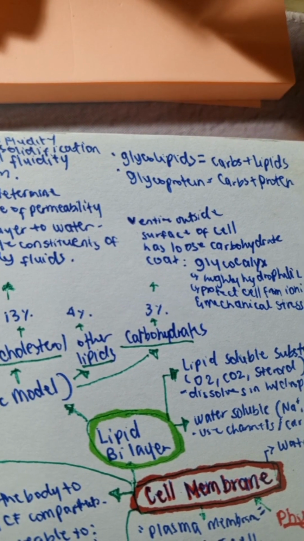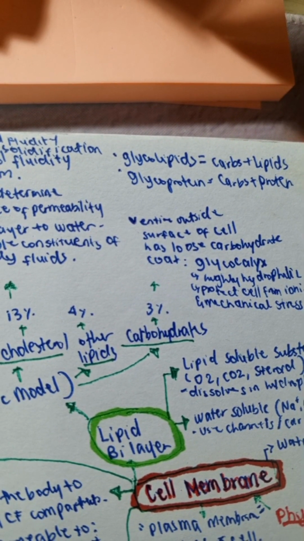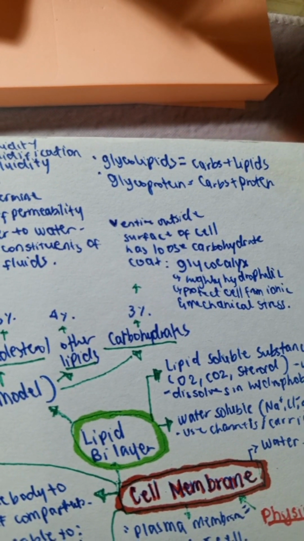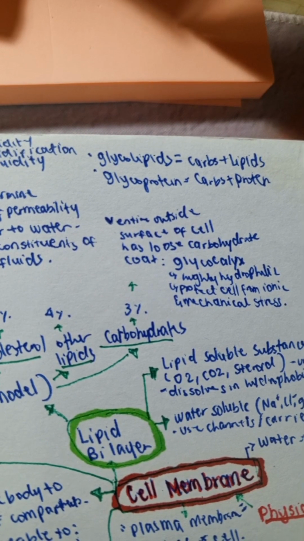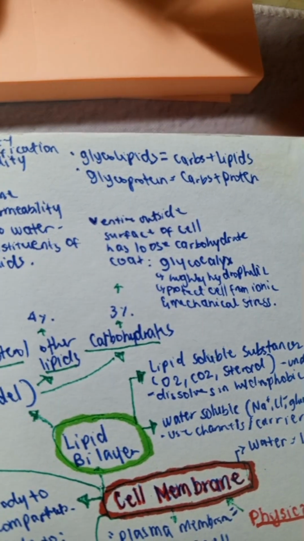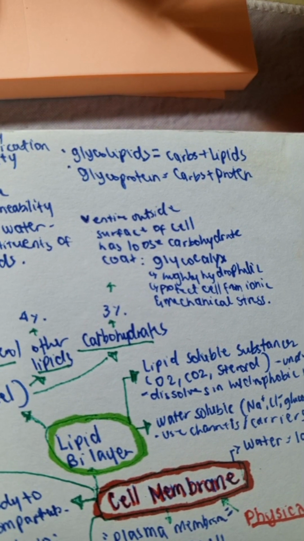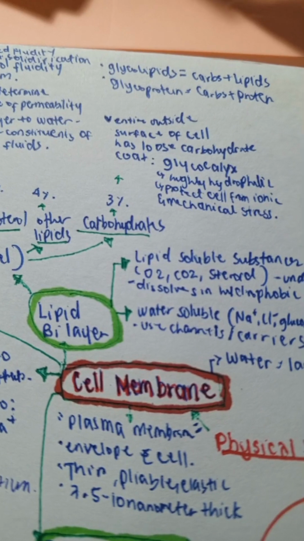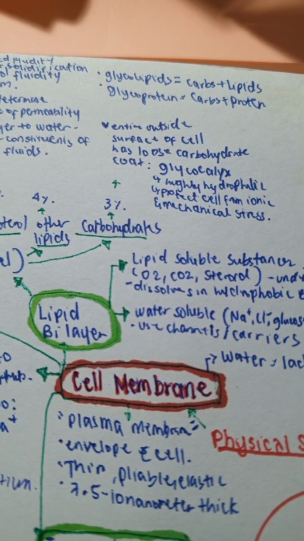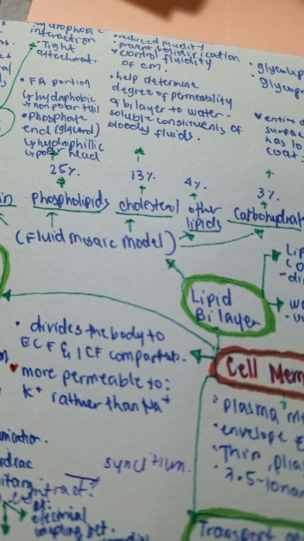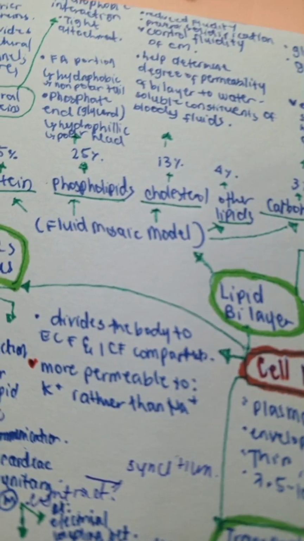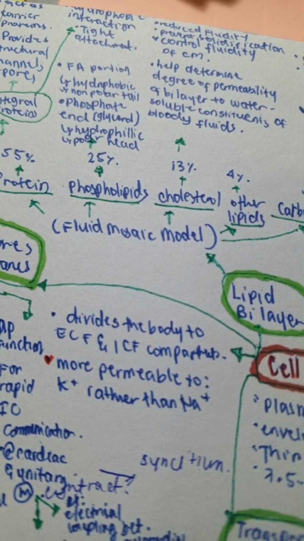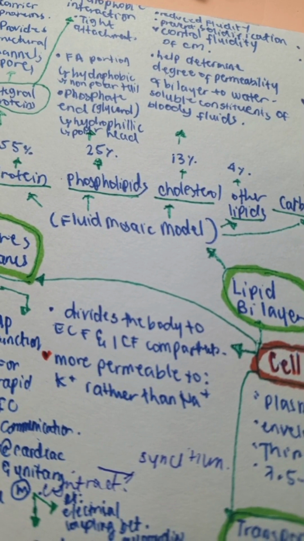The carbohydrates are entirely on the outside surface of the cell and form a loose carbohydrate coat, which is the glycocalyx. This glycocalyx is highly hydrophilic, and it protects the cell from ionic and mechanical stress. Okay, so that's all for the lipid bilayer. Now let's go back to the cell membrane, and let's remember that the cell membrane divides the body into the extracellular fluid and intracellular fluid compartments, and it is more permeable to potassium than sodium.